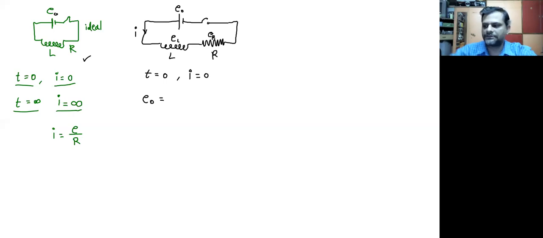Yes, let us see the concept here. So the total EMF here will be the sum of the EMF across this inductor plus the EMF across the resistor. So E naught is equal to EL plus ER, if I is the current flowing at a particular instant.